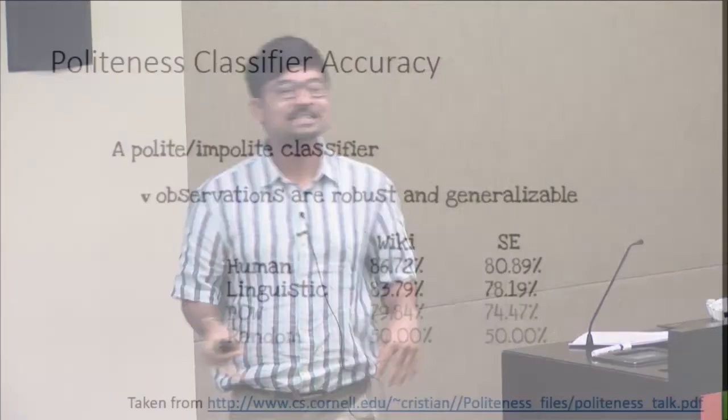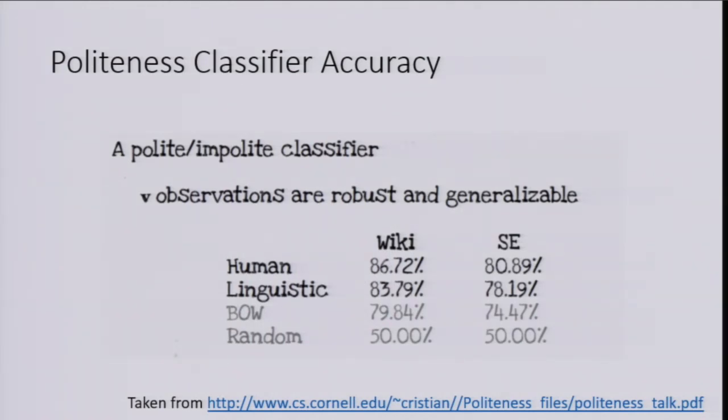So using these features, they made a classifier. First they did human annotation, and inter-annotator agreement was 86% and 80% on Wiki and SE. So this is similar to Ritesh's number. You said something like 80, right? And it's not very high. So those 20% might be context dependent, as Ritesh said. So it's hard to judge the remaining 20%.